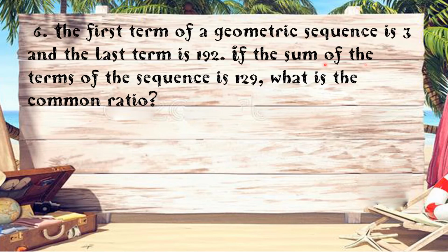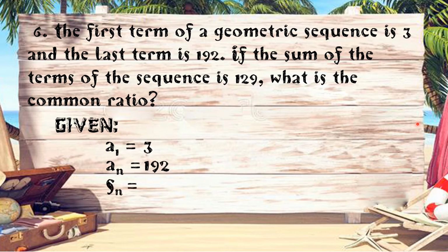Example 6. The first term of a geometric sequence is 3, and the last term is 192. If the sum of the terms of the sequence is 129, what is the common ratio? Again, isulat muna natin lahat ng mga given. Now, we have the first term, which is 3. Ayun. The last term is given, which is 192. And the sum is also given, which is 129. And we are asked to find the common ratio.